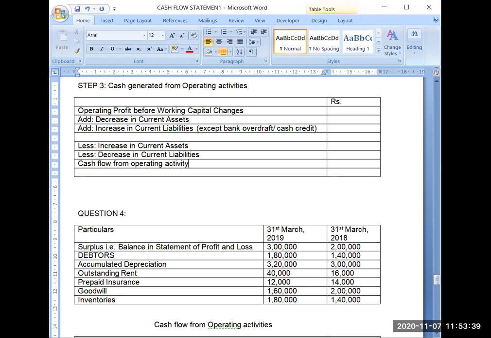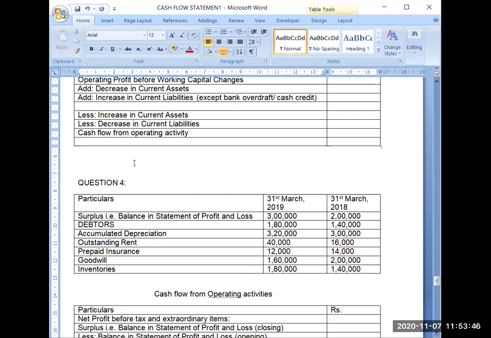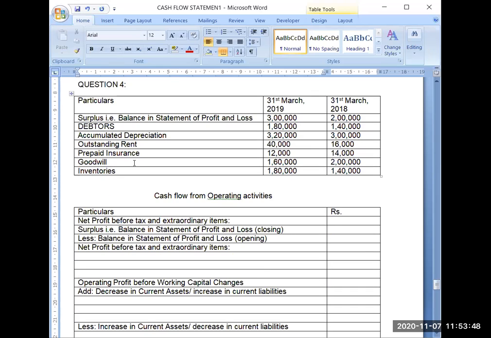So this way, your third step will be completed and you will reach almost to the cash flow from operating activity, except one or two more adjustments will be there. Now see question number 4.